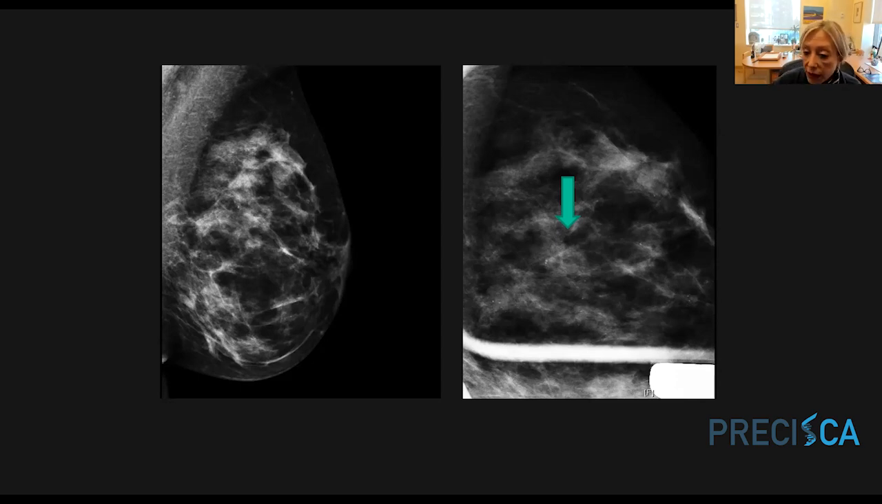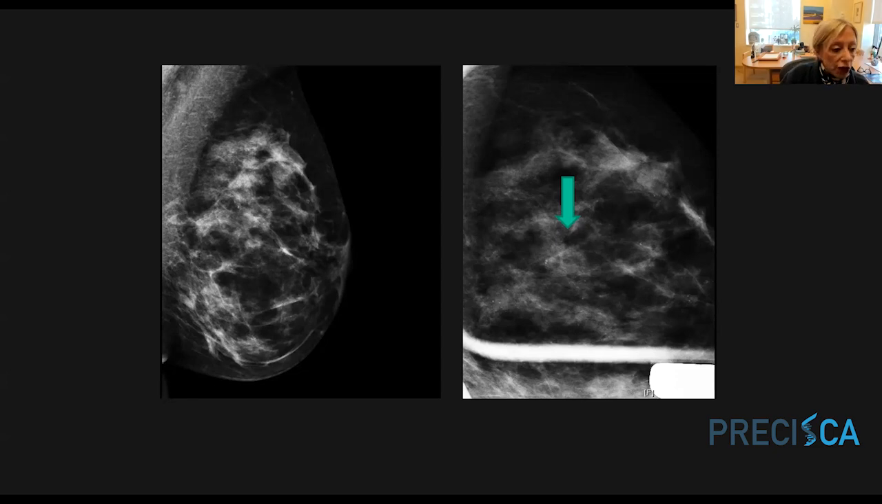DCIS can present as a mass, and it can present as architectural distortion. And sometimes a non-calcified DCIS is missed. And this is one of the primary misses that we have on mammography in women with dense and non-dense breasts, because if there's no calcium, it's hard to see the lesion.